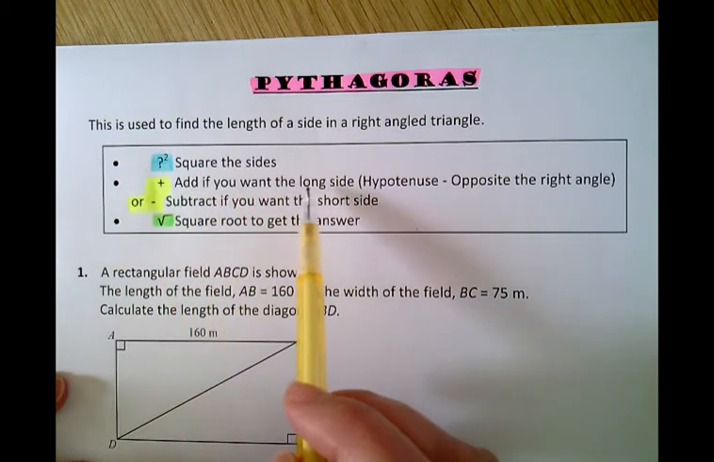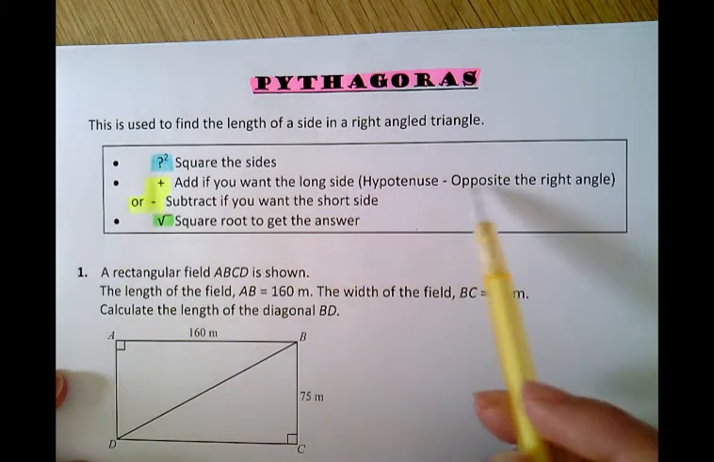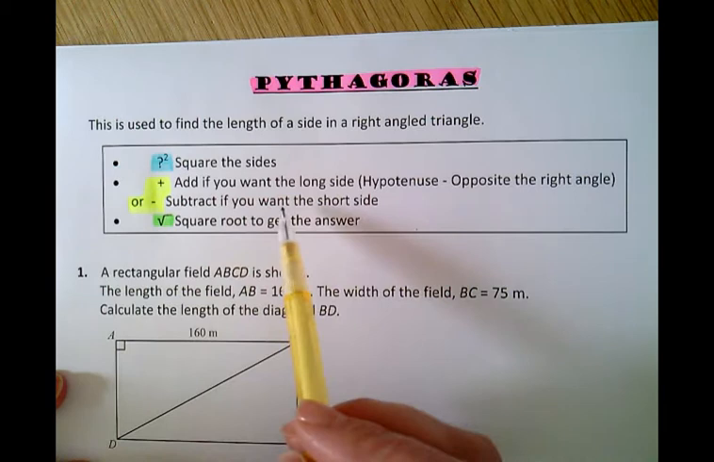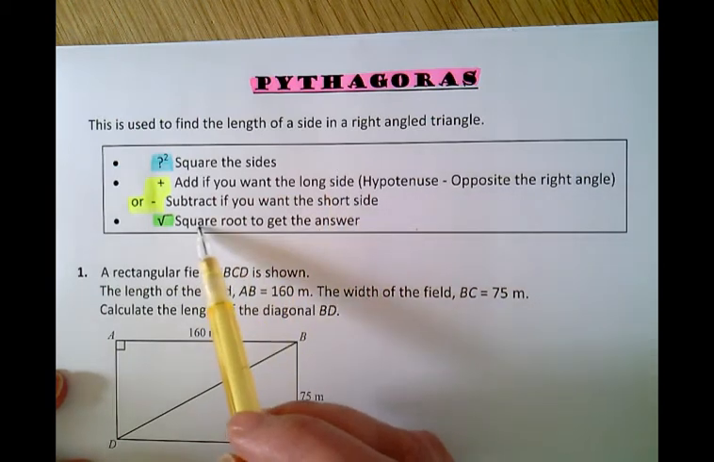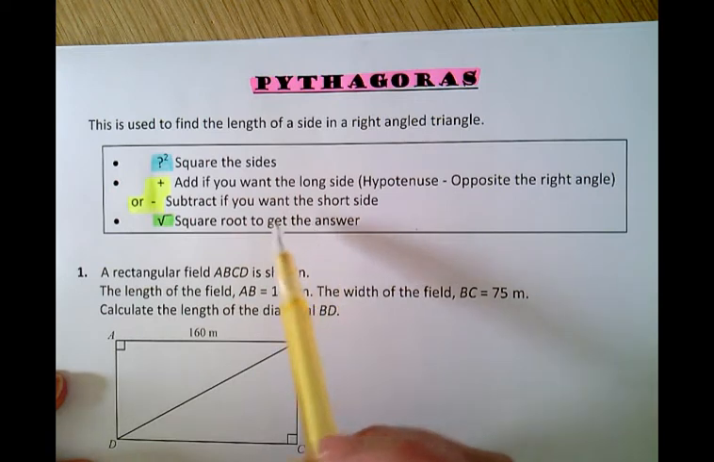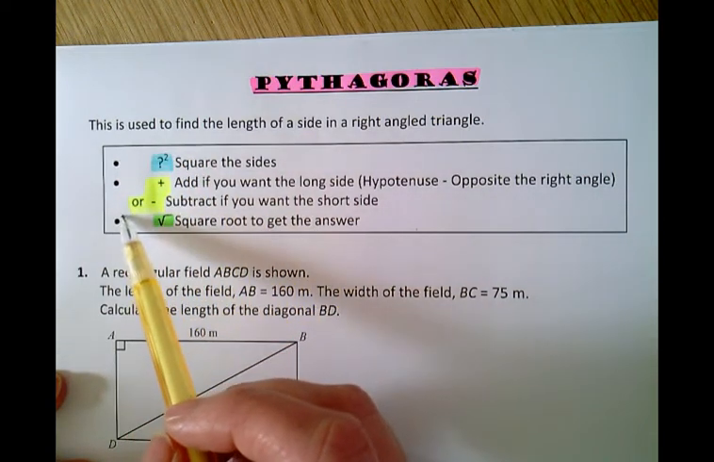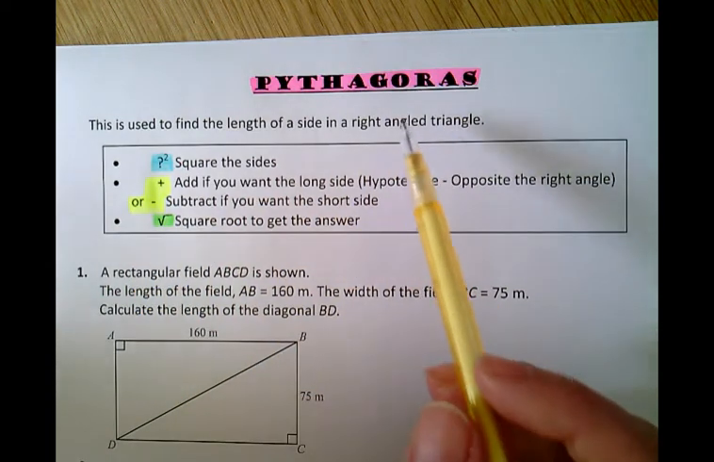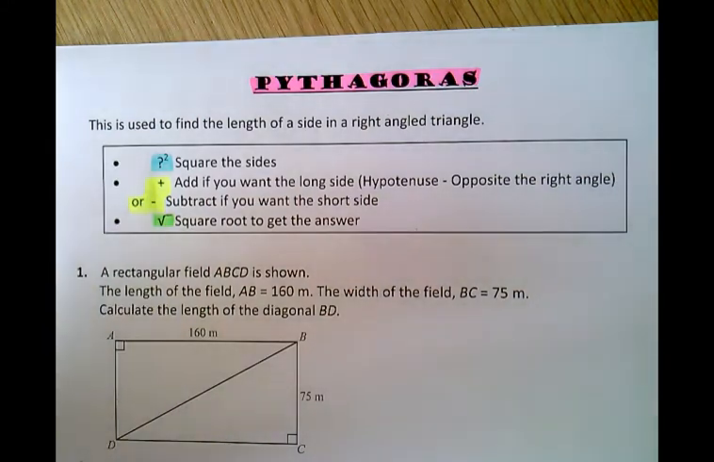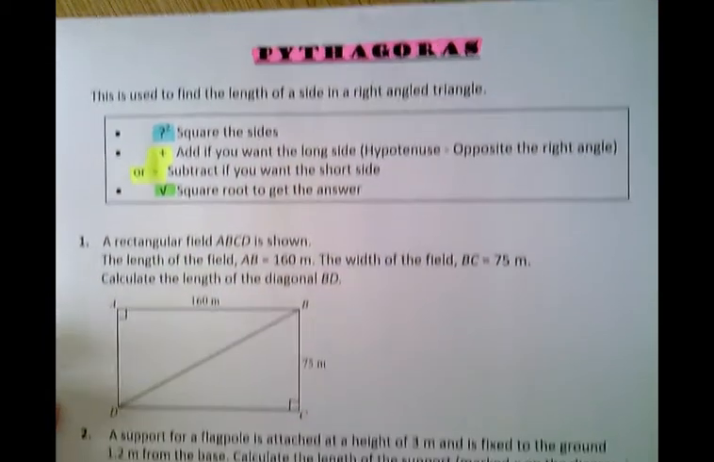So you add if you're looking for the long side, which is the hypotenuse opposite the right angle, or subtract if you're looking for the short side, one of the two shorter sides, and then square root at the end to get your answer. If you follow these three easy steps, then that will find you the length of a missing side in a right angle triangle. So it only works for right angle triangles. It's got nothing at all to do with the angles totaling up to 180 or anything like that.